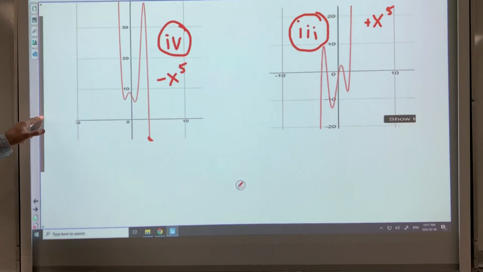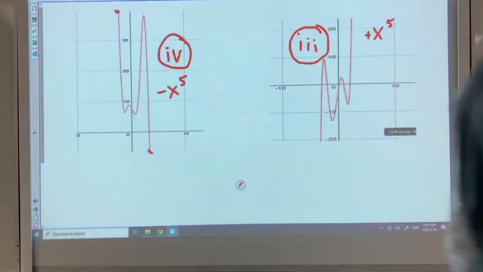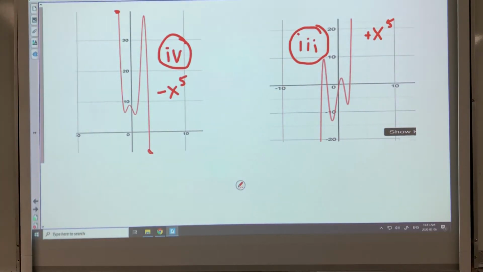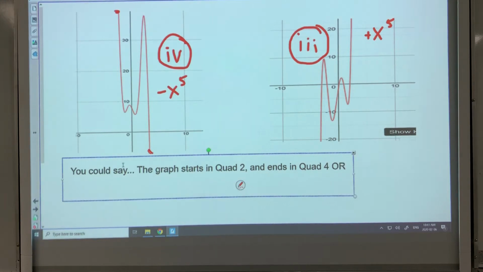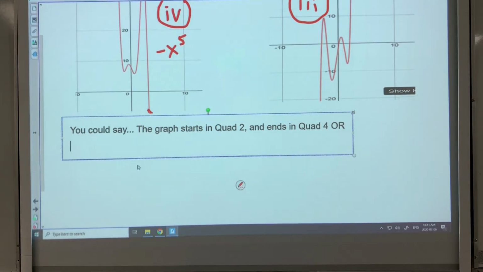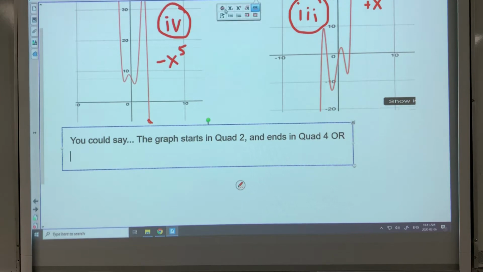There is one other way that they like to describe it, and it's sort of annoying. I'll write it down here for this one graph. They like to use infinities in x and y. So the other way goes like this. You could say, let's say the graph starts in quadrant 2 and ends in quadrant 4, or you could say this. Get ready. Let's see. I think I need a symbol.